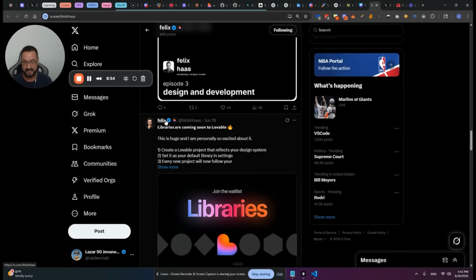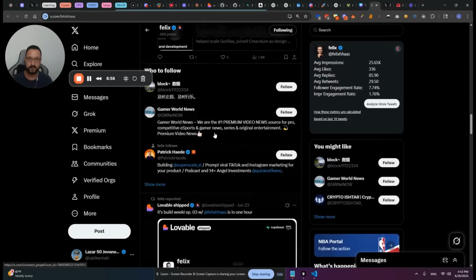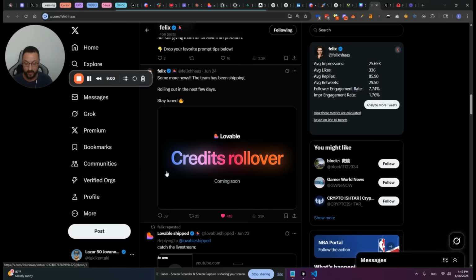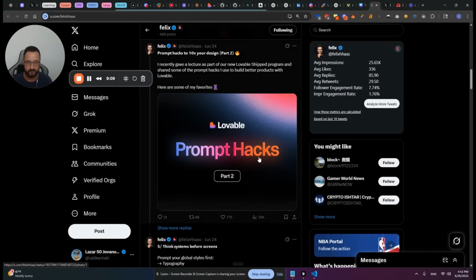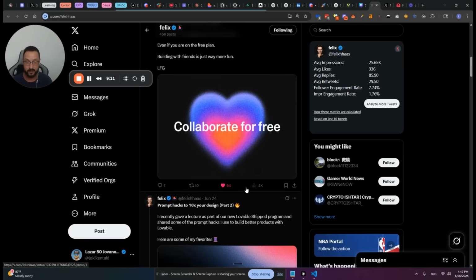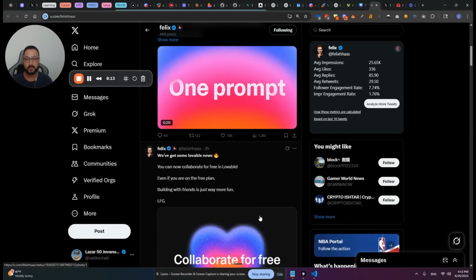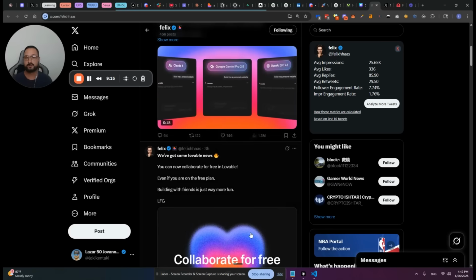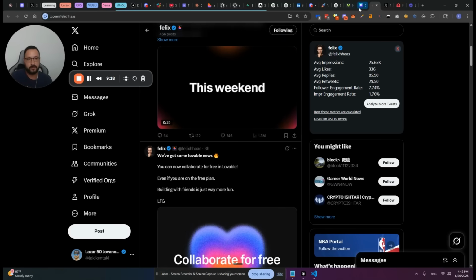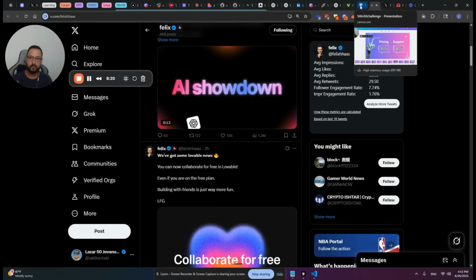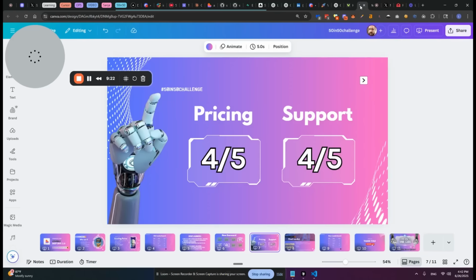having a world-class team, which again, Felix and Elena Verna are part of, that are amazing people. Credits Rollover, huge deal, right? Huge, huge deal on the pricing side. So you'll be able to hoard your credits. You don't have to spend them all to keep being able to spend them. Prompt hacks to help you not spend them, and free collaboration. I mean, just a bunch of changes that happened in the last month or so. Just good moves, one after the other on their roadmap, right?